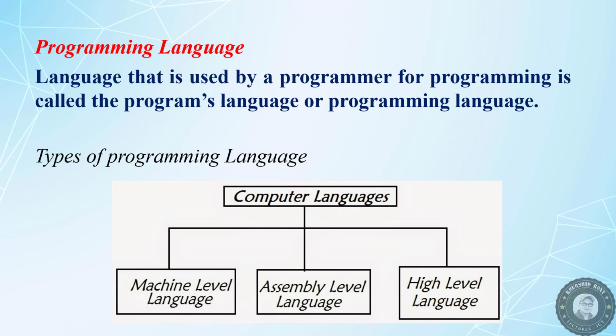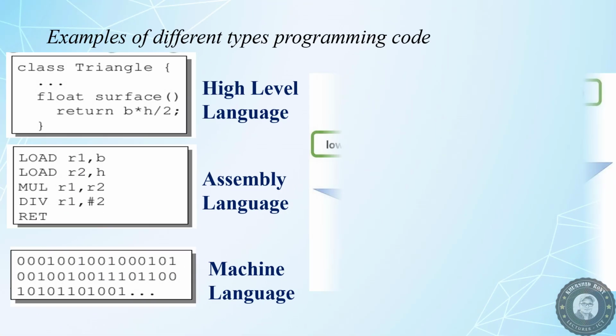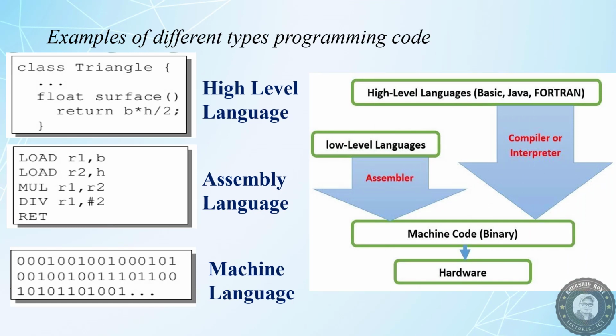Types of programming language. Computer languages are mainly of three types: 1. Machine language, 2. Assembly language, and 3. High-level language. Here we can see that high-level language is converted by a compiler or interpreter into machine code, and after that it goes to the hardware or processor. On the other hand, low-level language uses an assembler to convert into machine code and then goes to the processor.